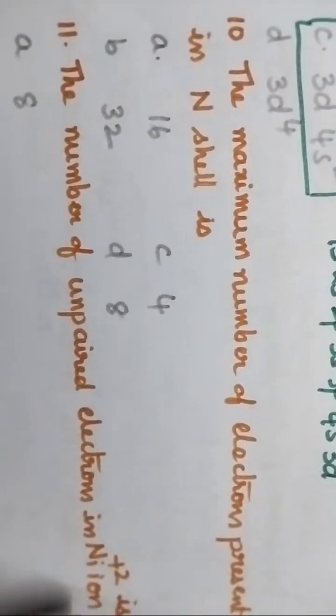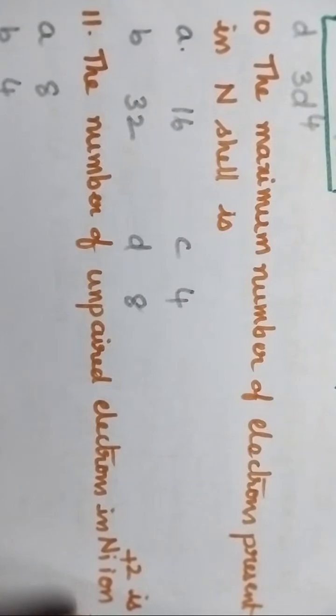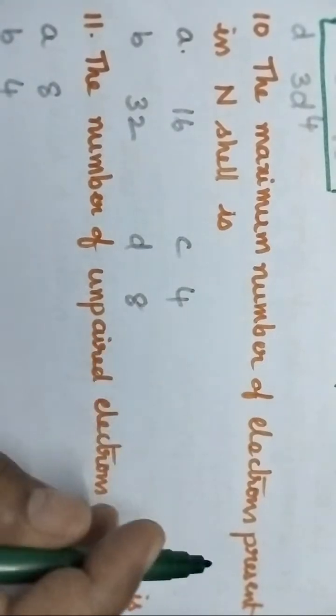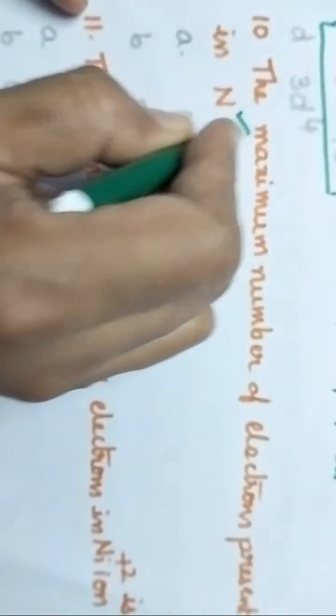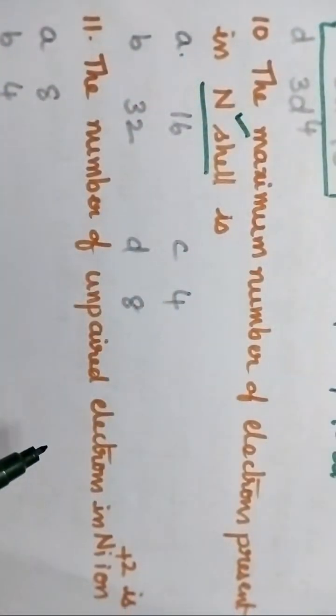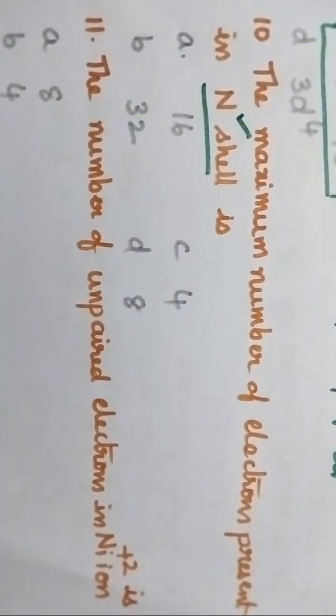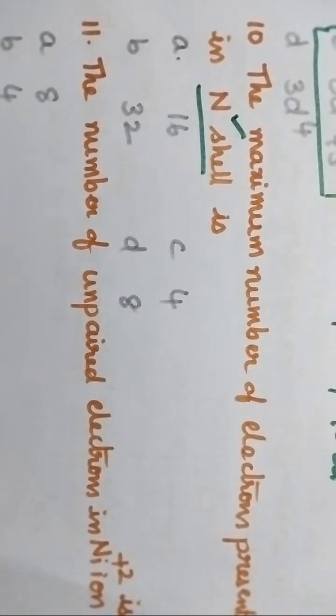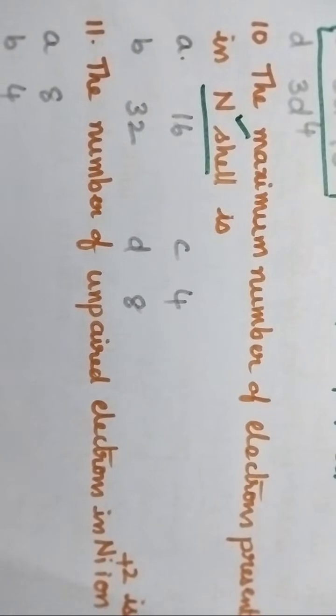Swati, what are you doing? You try to answer. The maximum number of electrons present in the N shell. Try to answer as early as possible.